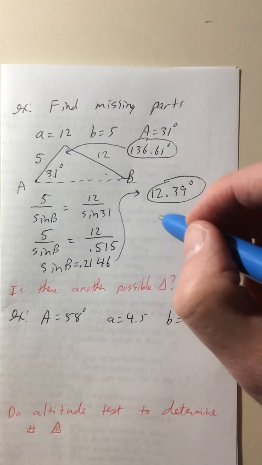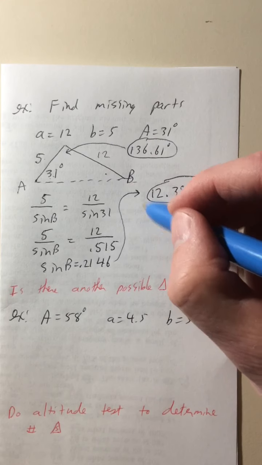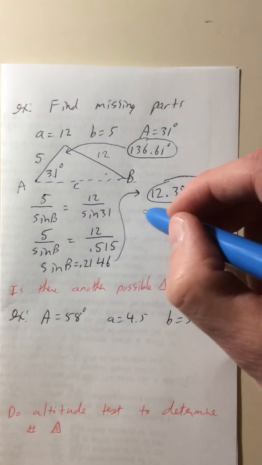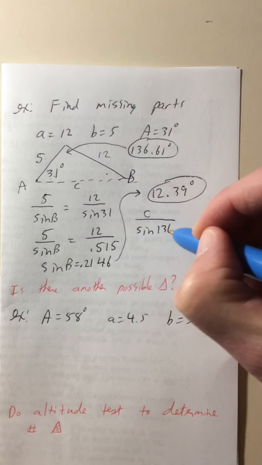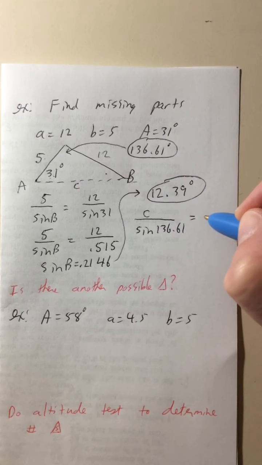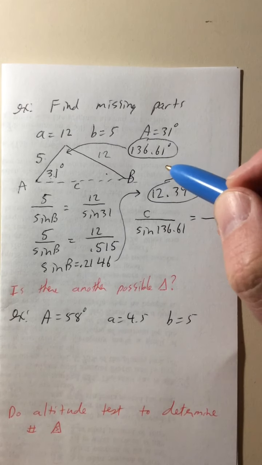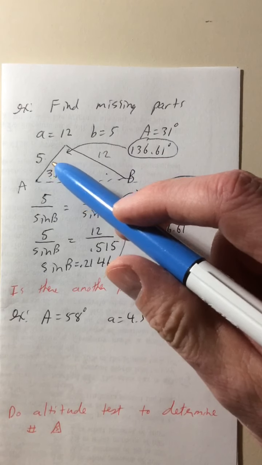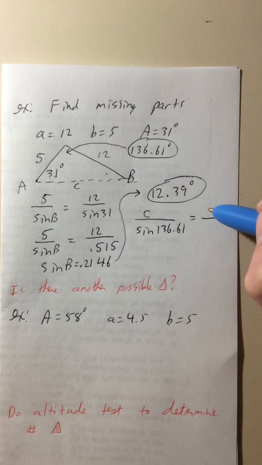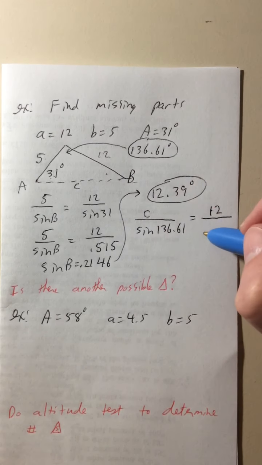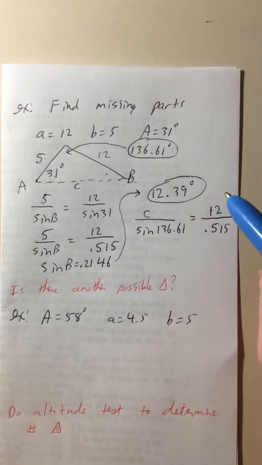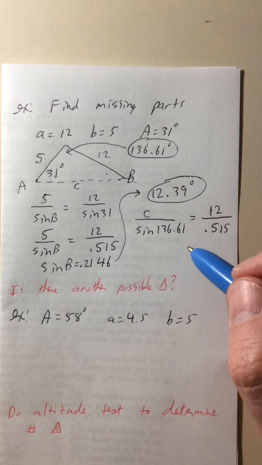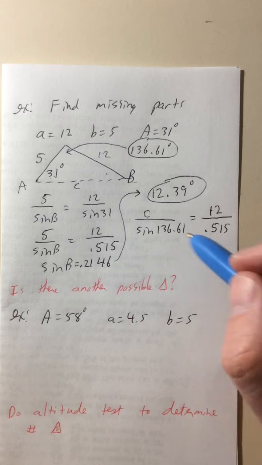So we just set it all up again. This is going to be C right down here. So we're going to have C over sine of 136.61 equals, and let's work with the stuff that we already had here. We had this and this already. So we're going to do 12 over sine of 31, which we found out already to be 0.515. And we calculate that, we cross multiply, we divide, and boom, we have C, and that means we're done with that. So I'm running out of room right here, that's why I didn't do that.